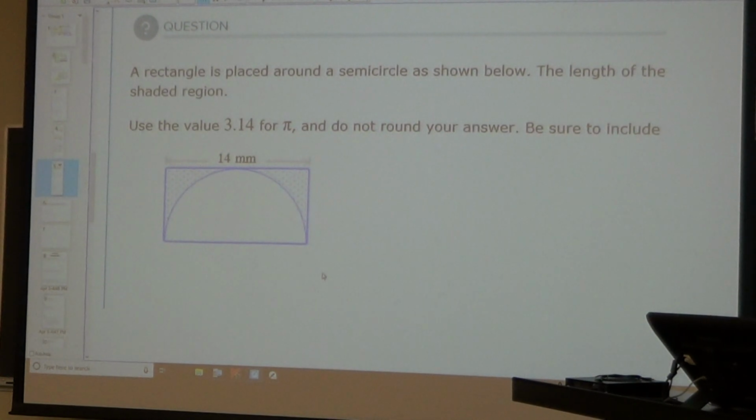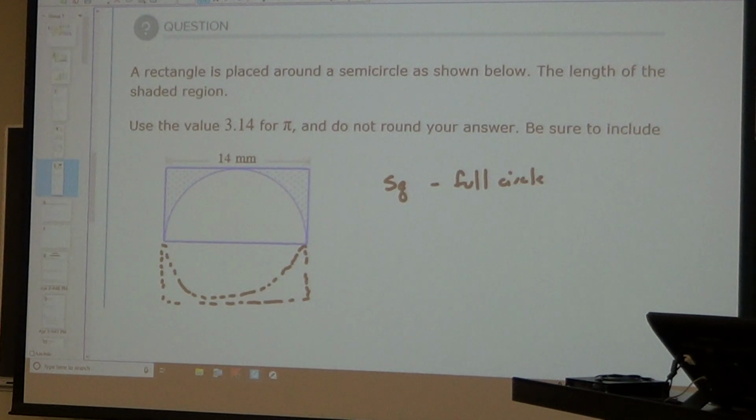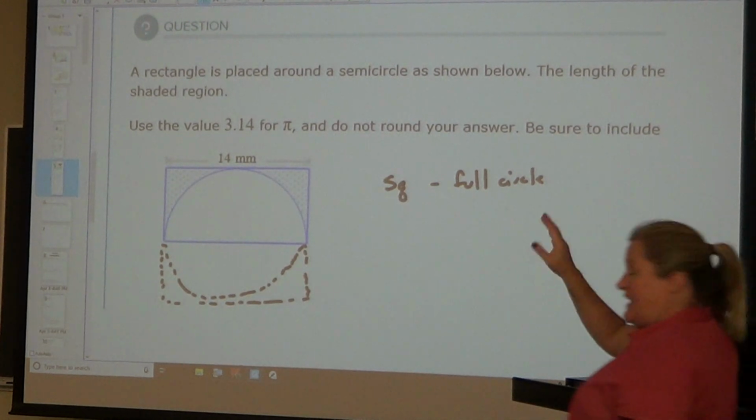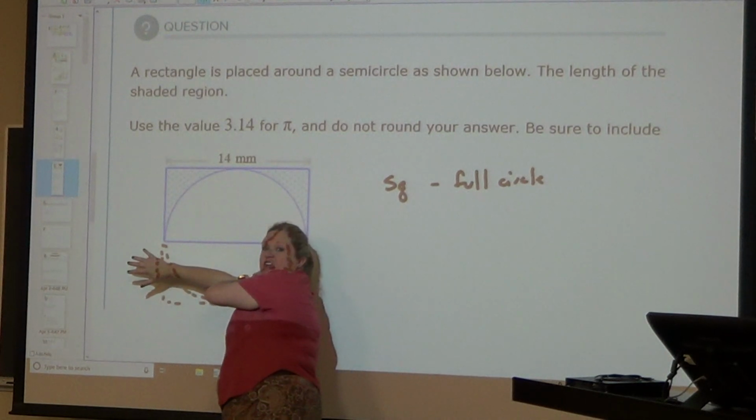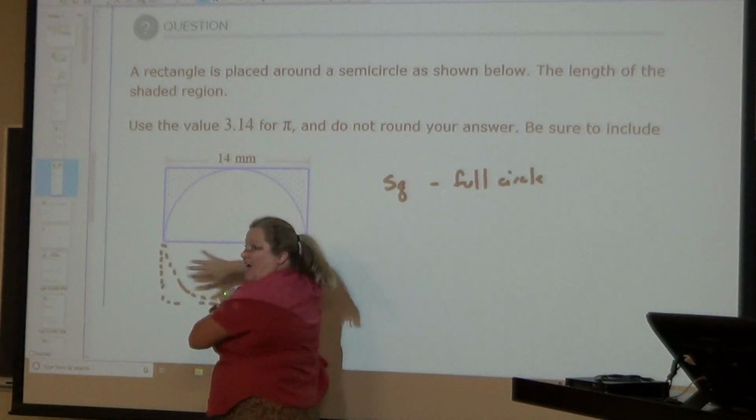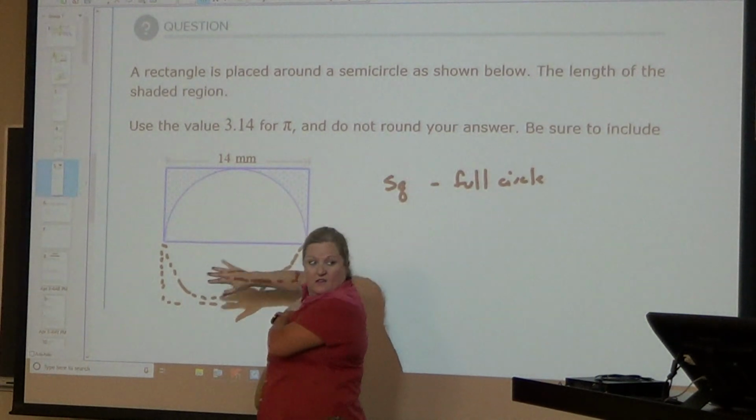Now, the easiest way for me to do this one is to do like we just did on the last problem. The way I do this one is I do it like a square minus a full circle, just like we did on the last problem. I take a whole square and a whole full circle, and then when I get my answer, I cut it in half because I only need half of that. We got 14.